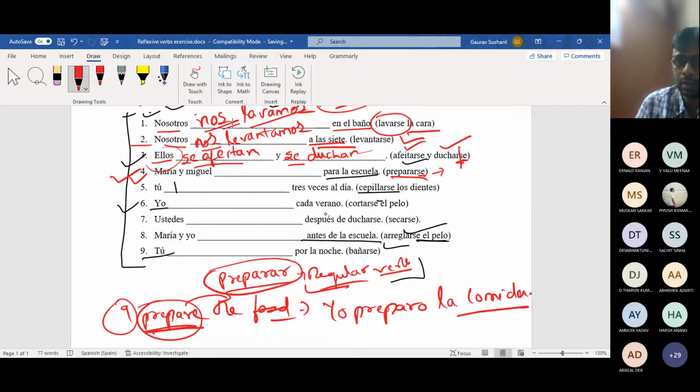Para la escuela, for the school. So that is why it is a reflexive verb. So the conjugation. So let me ask somebody. Harsh, can you try? Harsh Anand. Harsh, can you try? Yes, sir, just a second.